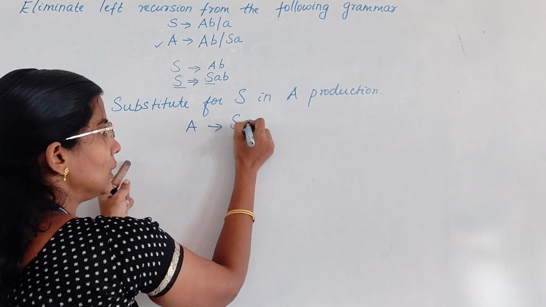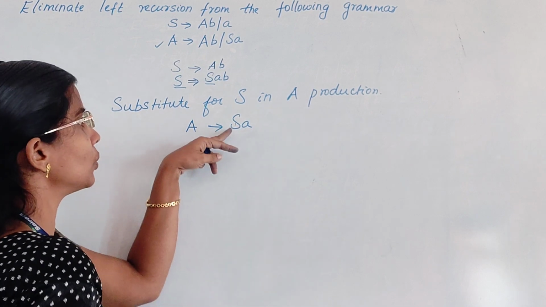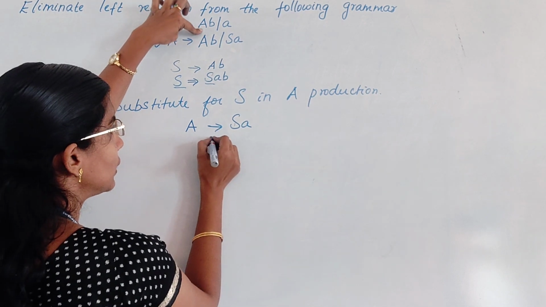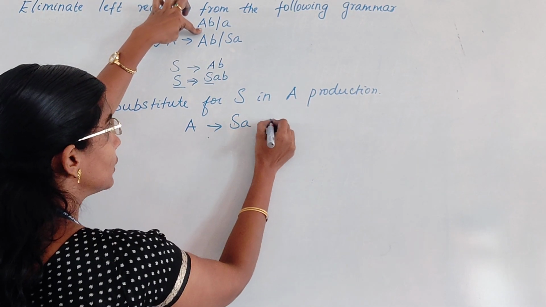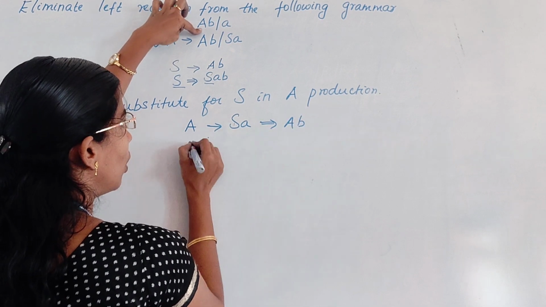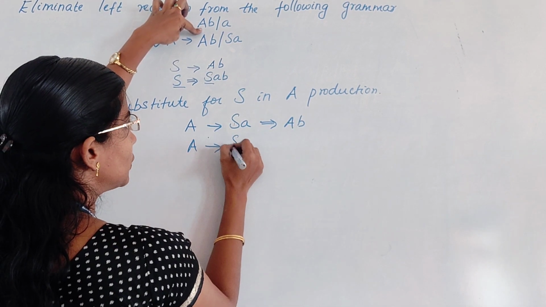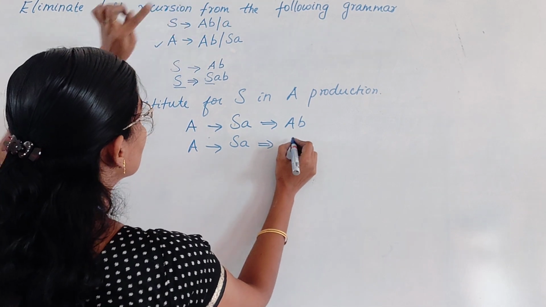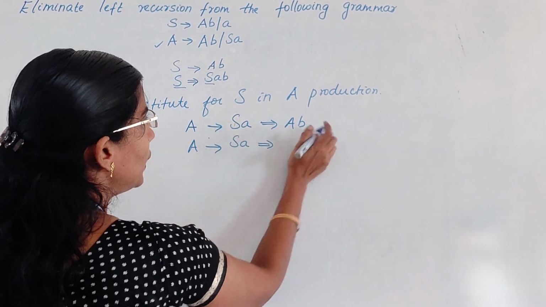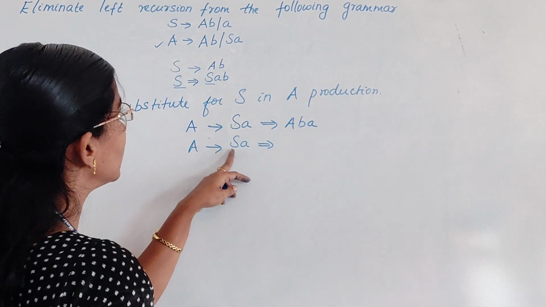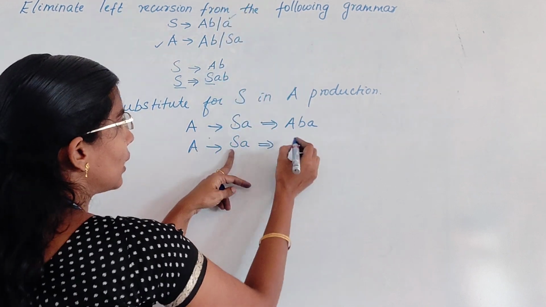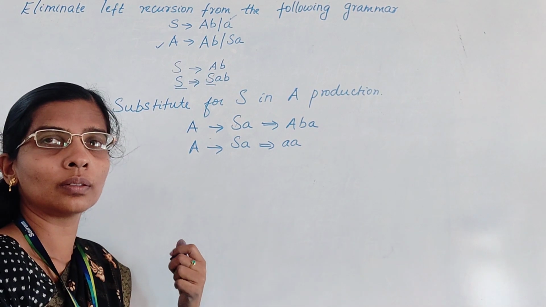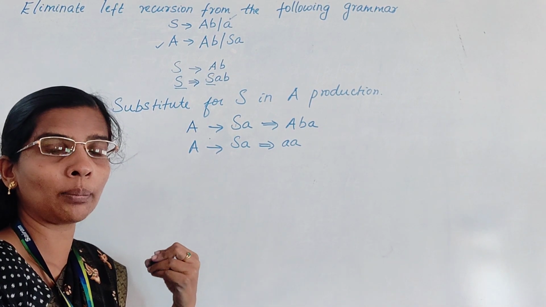For this S, A. When you substitute for S, this production, what do you get? You will get this AB. Or when you substitute this A, what do you get? AB, there is an A. For this S, if you substitute the second rule, what will you get? You will get A.